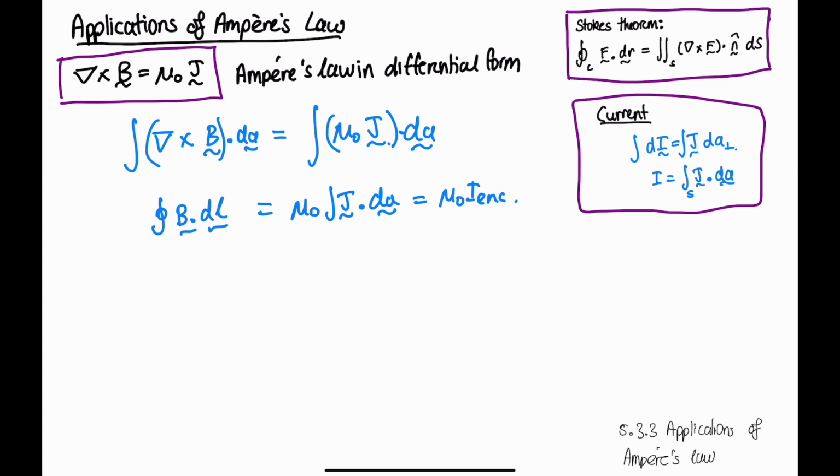So remember, this equation here doesn't give us the sign for the current or the magnetic field. We can choose this dl to be arbitrarily going clockwise or anti-clockwise in order to get the relationship between the direction of the magnetic field and the current.